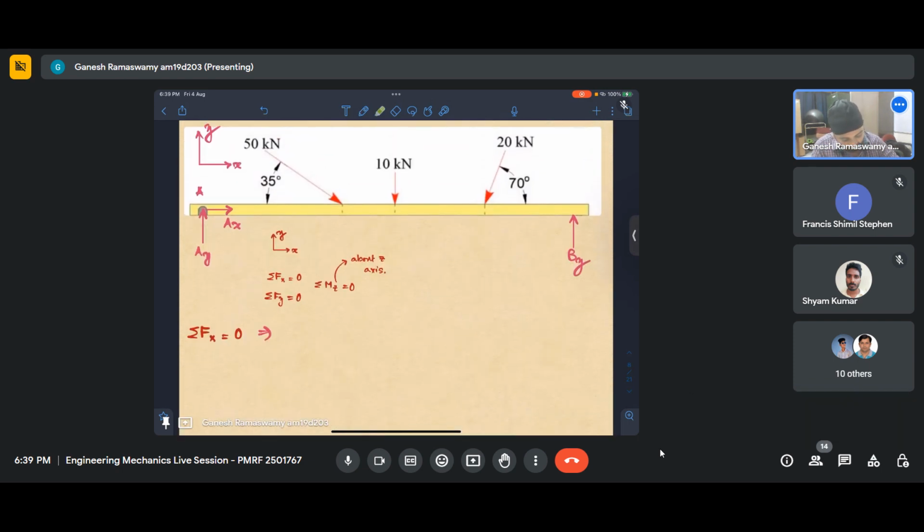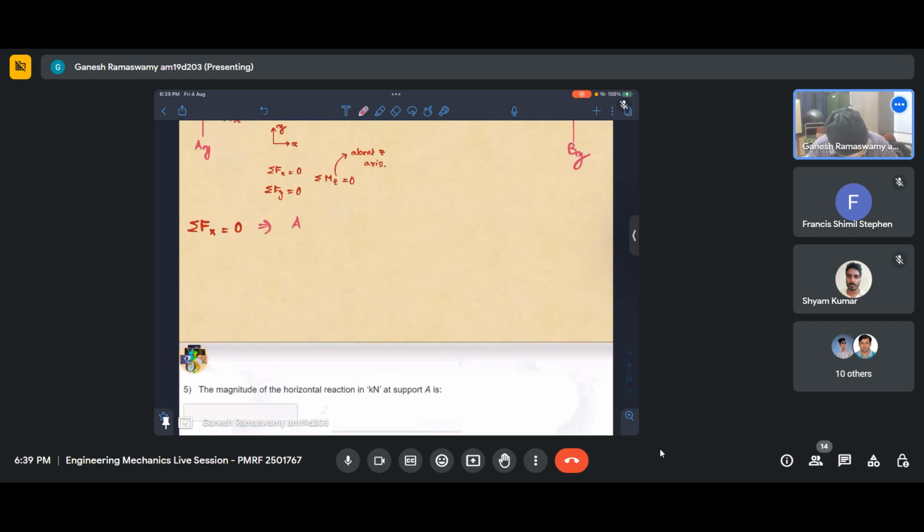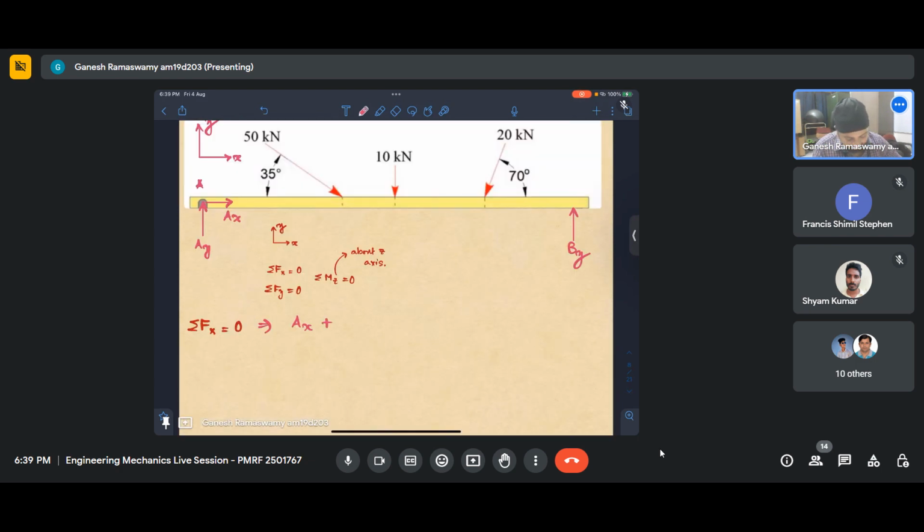What are the Fx components of forces? One is Ax. This 50 kN load will have an x component because it is inclined, it is applied as an inclined load. The 10 kN, will it have a horizontal component? No, because it is applied in the y direction. Similarly, 20 kilonewton will have an x component because it is again inclined. By is vertical, so it won't play any role here. So let us add them up. Ax plus, can we resolve this as 50 cos 35, and this will be minus 20 sin 70. We have accounted for all the forces and this equals 0.